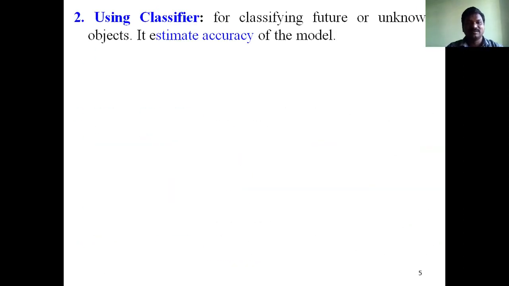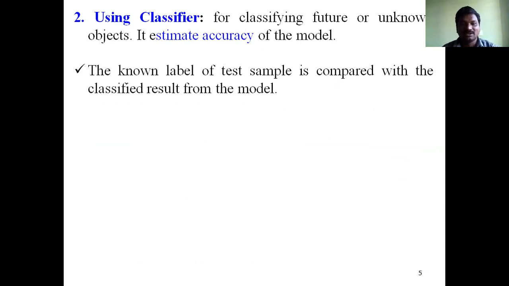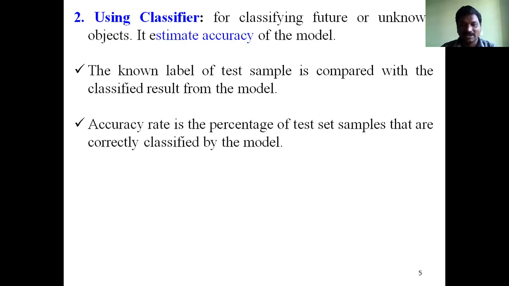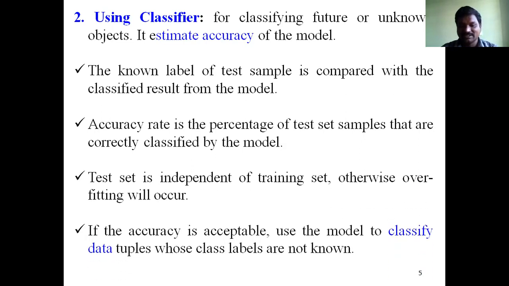Then comes the second phase, the classifier phase. Here it is used to estimate the accuracy of the model. You constructed the model previously, and whether this particular model works properly or not is estimated in this classifier phase. Here the known label of each test sample is compared with the classification result from the model. The accuracy rate is the percentage of test set samples that are correctly classified by the model. In this way the accuracy is judged to be acceptable.